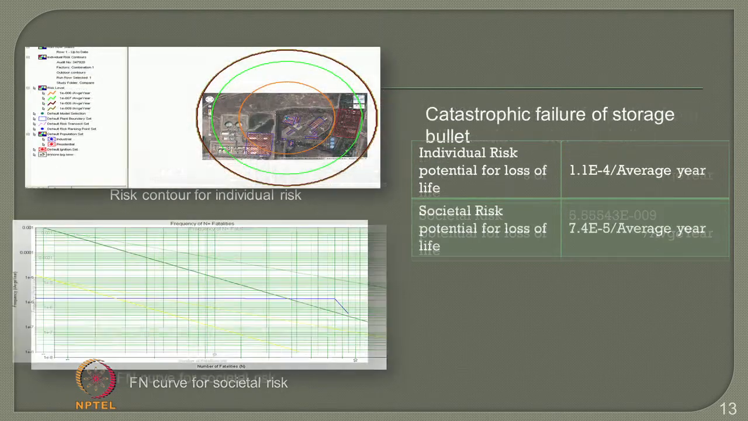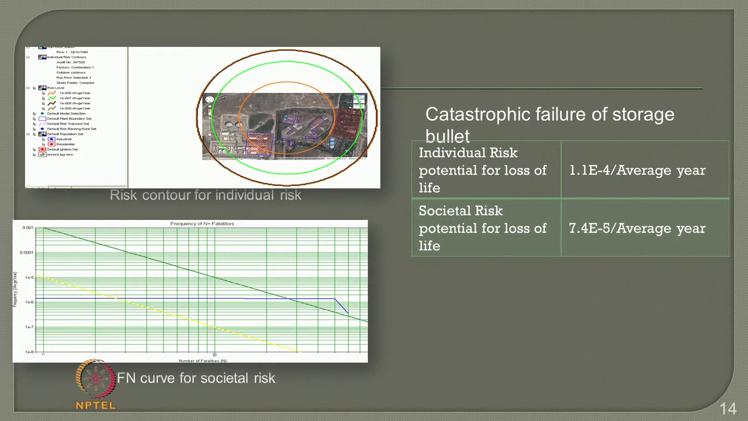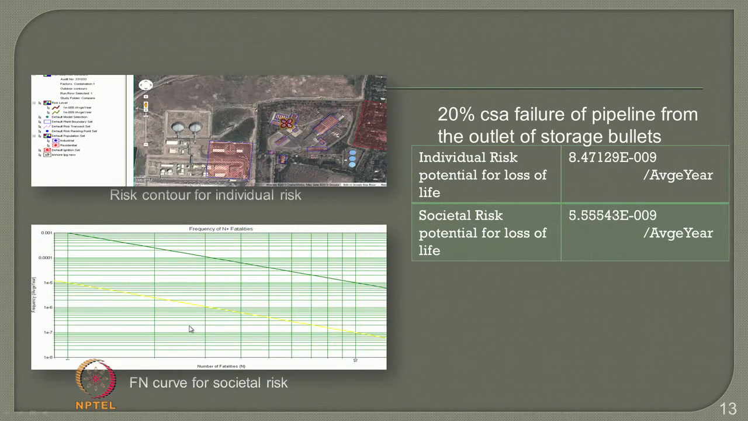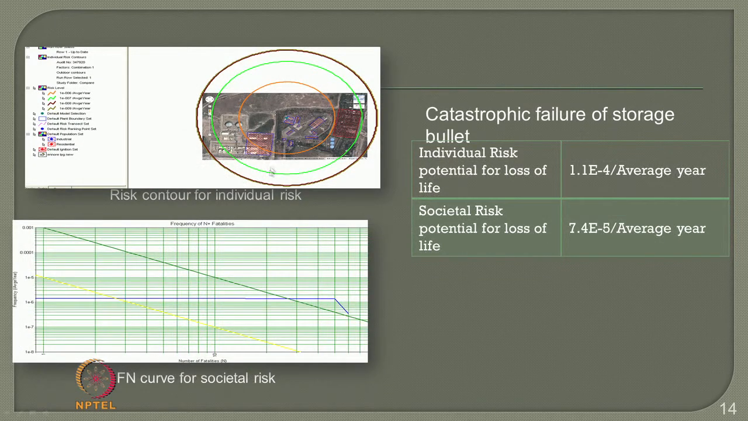Similarly, one can also look at 20% catastrophic failure of the storage bullet, which can be seen as a radii envelope as you see from here, as one of the important outputs graphically as well as in terms of FN curve for societal risk. So, societal risk in all the cases, for example, the previous case also, is given in terms of FN curve, which is frequency versus number of fatalities, whereas individual risk is again given in risk contour where the legend shows different kinds of failure risk levels.